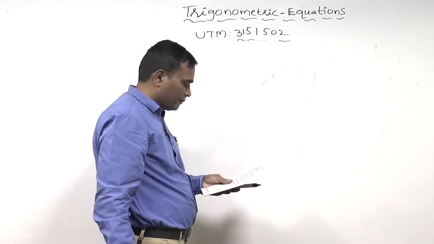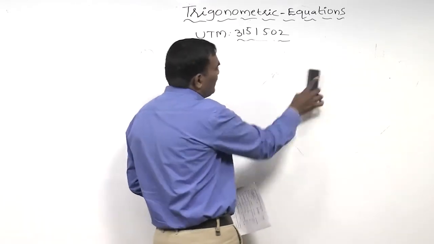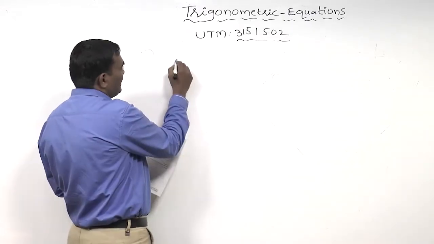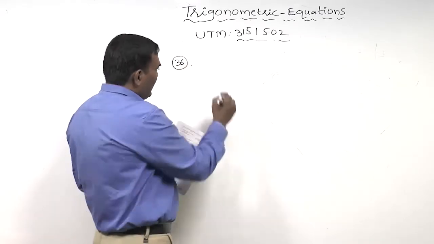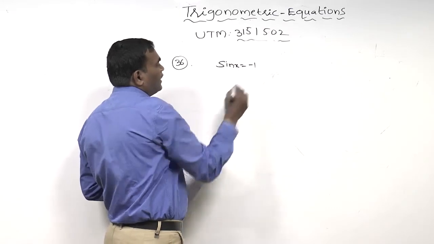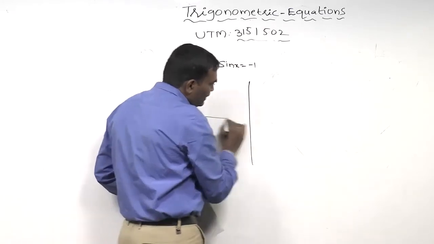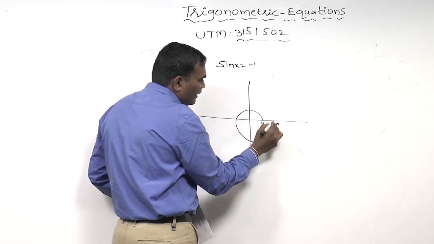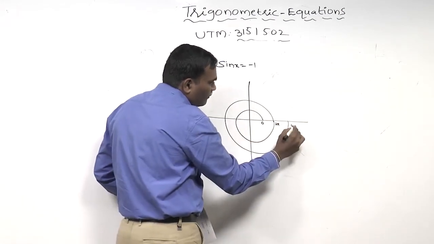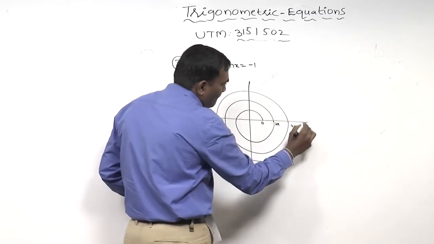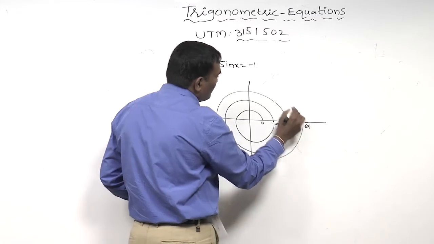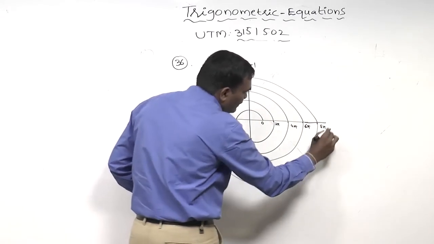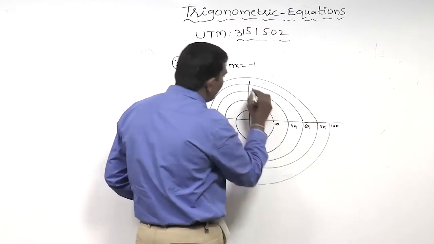Sin x is equal to -1 in 0 to 10 pi. 10 pi means how many rotations? 5 rotations. Here it starts from 0, then 2 pi, next one more rotation, 4 pi, next 6 pi, 8 pi, one more rotation, and that is 10 pi over here.